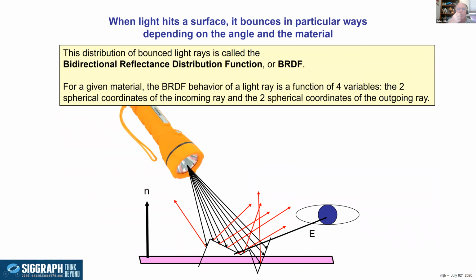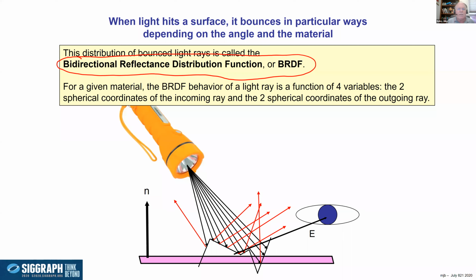Okay, when people start doing this, they come up with something called a BRDF. And BRDF stands for bidirectional reflectance distribution function. Go ahead, try and say that 10 times fast. And what it means is, for any material, and people actually measure this.